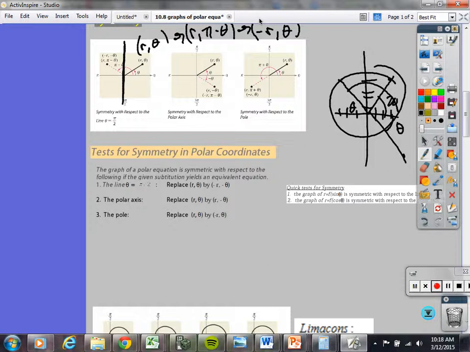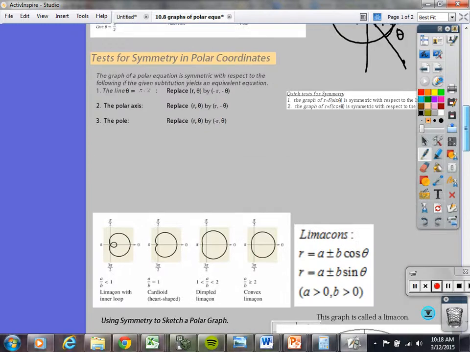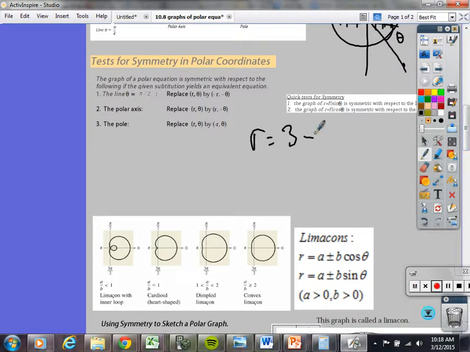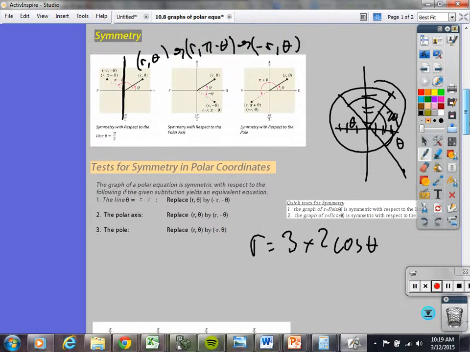All right, here we go. We're going to test for symmetry. So r equals 3 plus 2 cosine of theta. If they're symmetrical, meaning you plug that stuff in, you should get the exact same equation. So let's try both. Because it says cosine, remember how we talked about cosine really quick? Cosine is symmetrical about this polar axis.